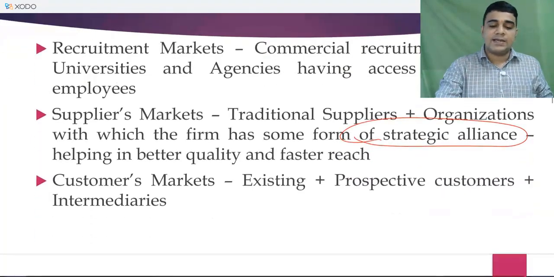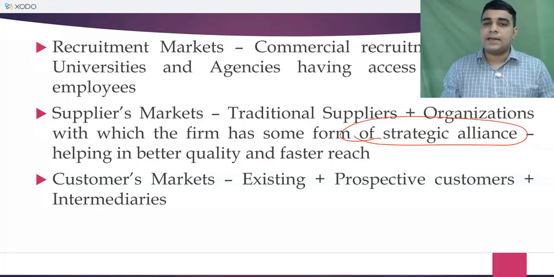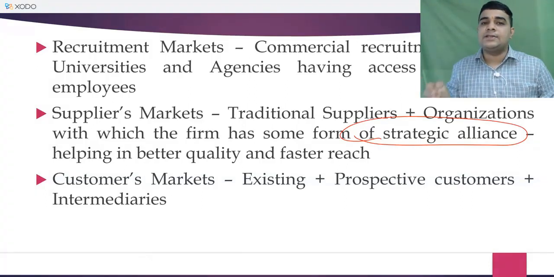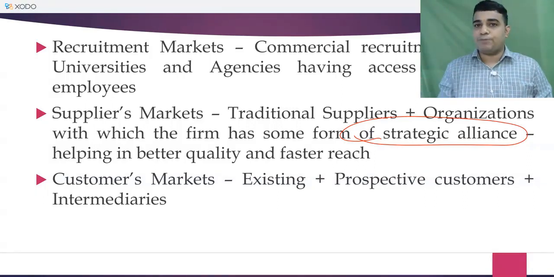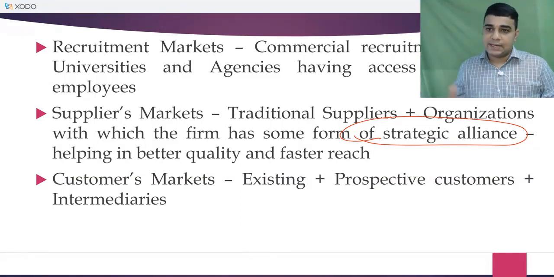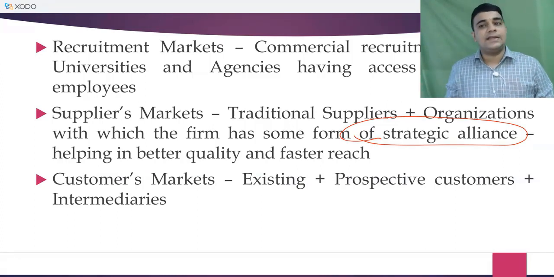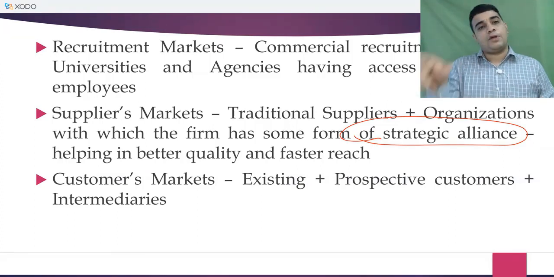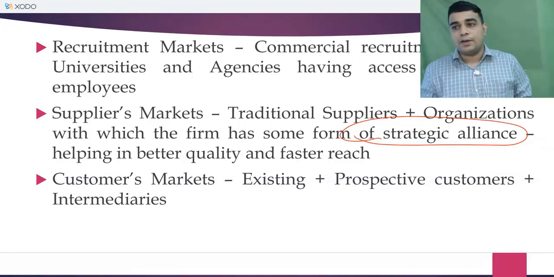And last is the customer market. So the 6 markets model, or relationship marketing, basically tells you who are the stakeholders who need to be maintained. You need to take care of your employees, customers, suppliers. The customers can come through your influencers, customers can come through your existing set of people, and the existing employees are called the internal market, the prospective employees are called your recruitment market.